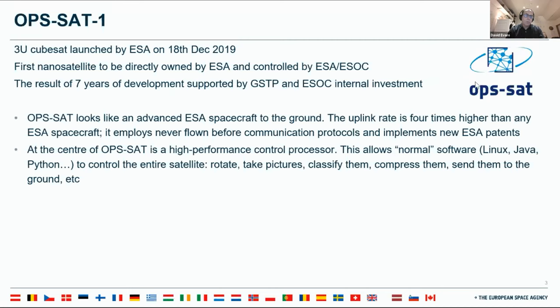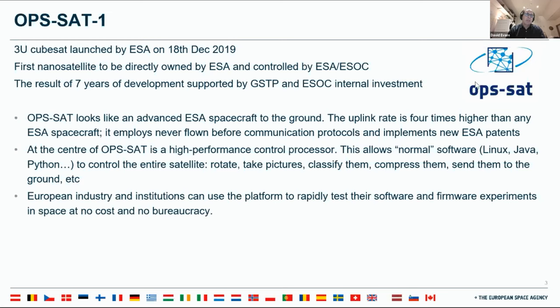On this, you can run normal software, you know, Linux, Java, Python. And from this platform, you can do anything to the spacecraft. You can rotate it, you can take pictures, you can communicate with the ground, you can basically do everything you want. So it's really like 2 spacecraft in one. And we hand one to the experimenters. European industry and institutions use this to test their software. 3DTN are an example of that and have used it to great effect.